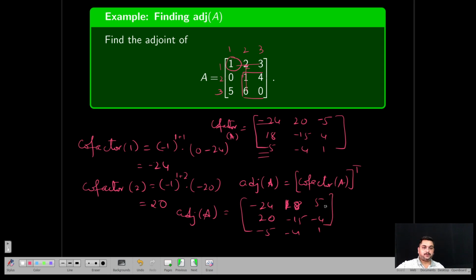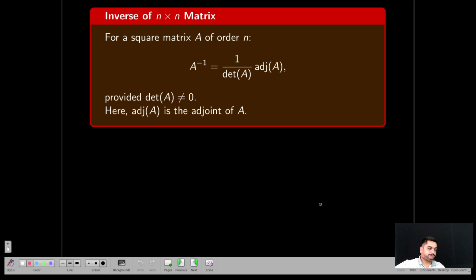So this is how you find the adjoint of A. Next, for a square matrix A, how will you find the inverse now? The inverse is for a square matrix n cross n. You can take the inverse only for a square matrix. Okay, how will you take it?